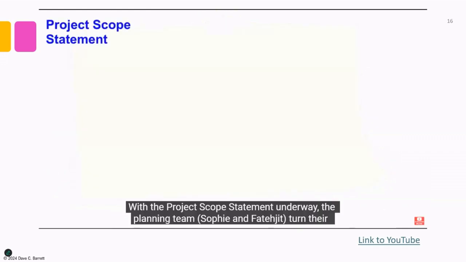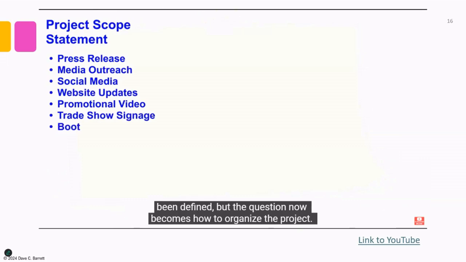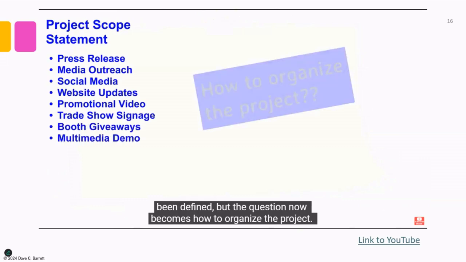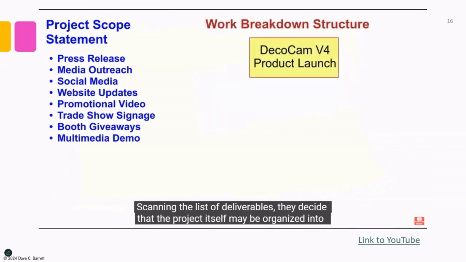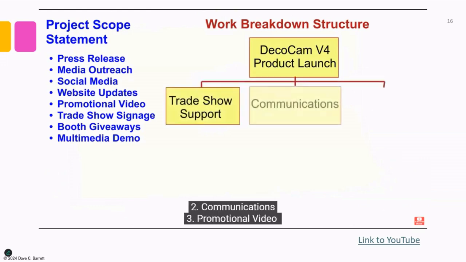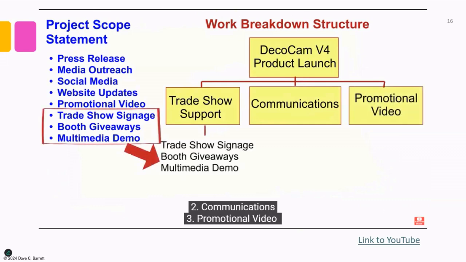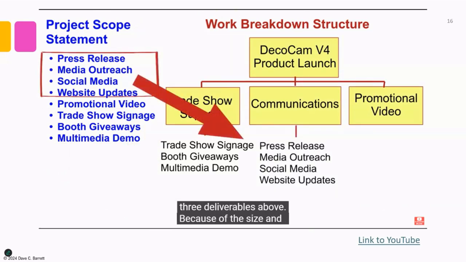With the project scope statement underway, the planning team, Sophie and Fatijit, turn their attention to organizing the project. A number of deliverables have already been defined, but the question now becomes how to organize the project. Scanning the list of deliverables, they decide that the project itself may be organized into three main deliverables. 1. Trade show support. 2. Communications. 3. Promotional video.